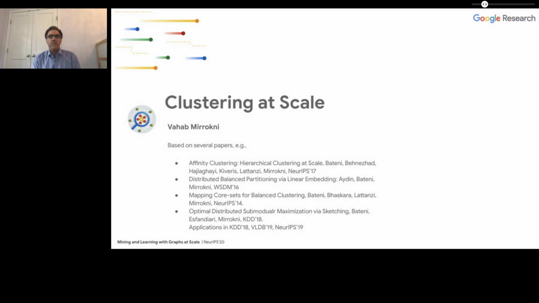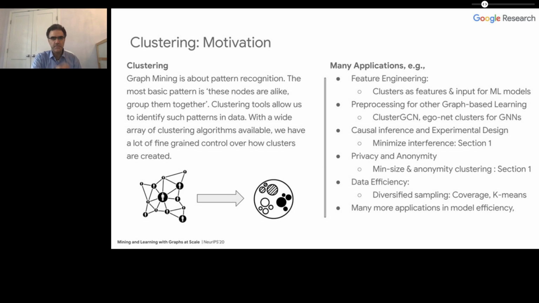I'm back to tell you about clustering at scale. Clustering is a canonical and important part of the graph mining library. I'm Vahab Mirrokni and I'm going to survey a number of papers listed here. Graph mining at its core is about pattern recognition. And an important pattern in a graph are nodes that are local-like. And that's what we call clusters.